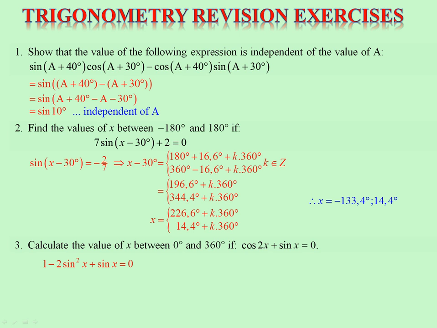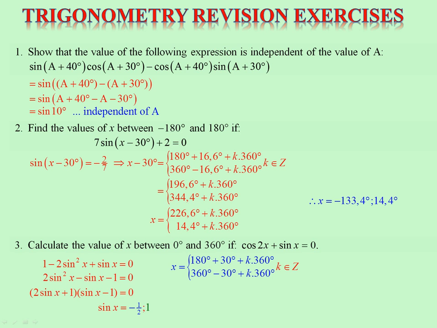There we are. And from there, change the equation into a factorizable form. Factorize, and we get sine x equal to negative half and or 1. Let's solve for sine x equals negative a half. Negative quadrants, third and fourth. Key angle, 30 degrees, if you know your special angles. So there we are. And that gives us that general solution.